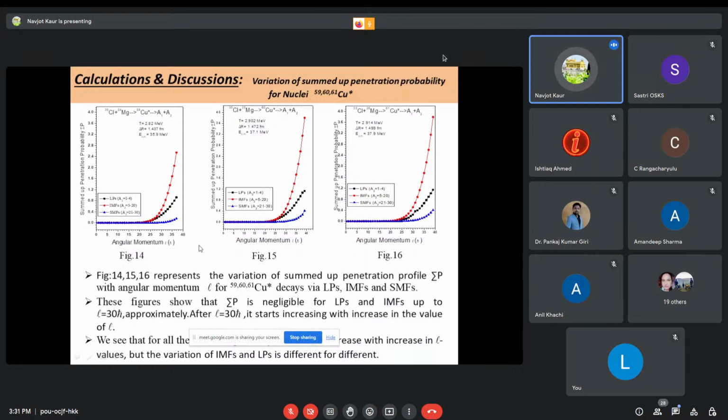These figures show that the summed up penetration is negligible for the light particles and intermediate mass fragments up to approximately the maximum L value. After L equals 30, it starts increasing with increasing value of L.